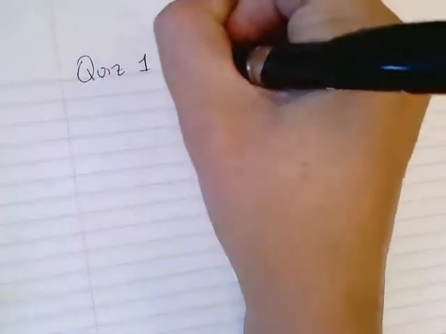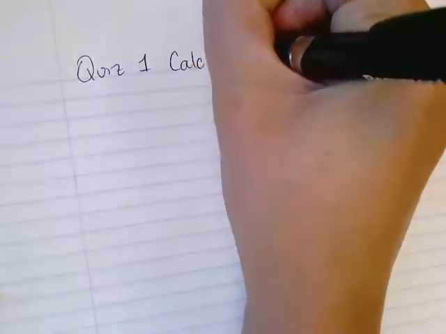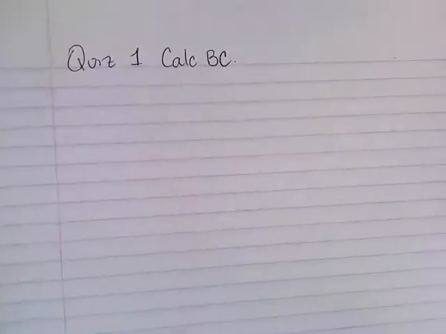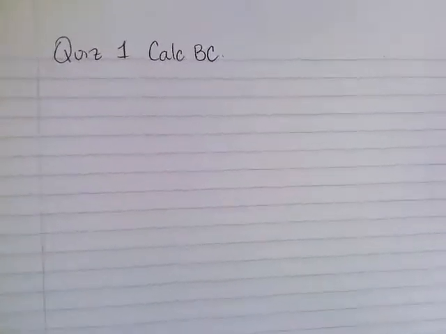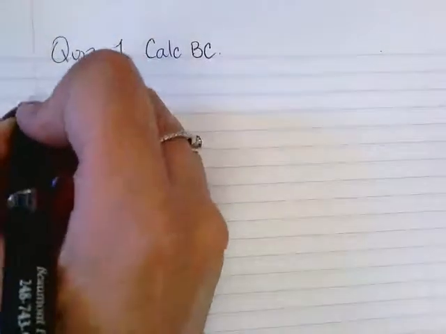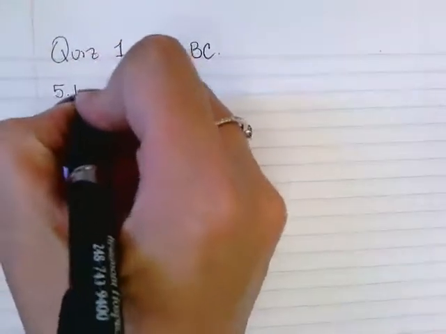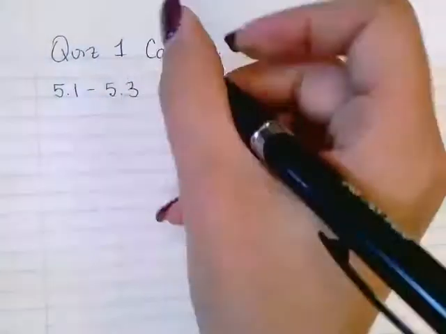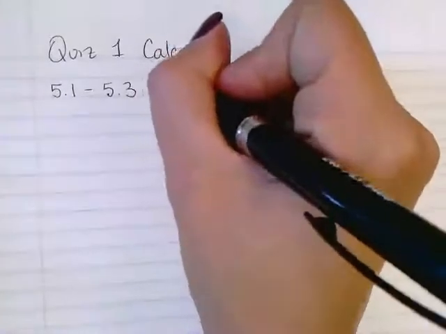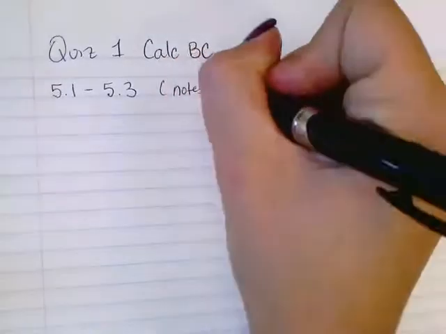Okay guys, I figure for quiz 1 in Calc BC, I would do this for you since we didn't really get the chance to do that today in class. But this is what I was planning to give you in class. So the quiz is on sections 5.1 through 5.3. Your best bet is to go through the notes and redo examples.